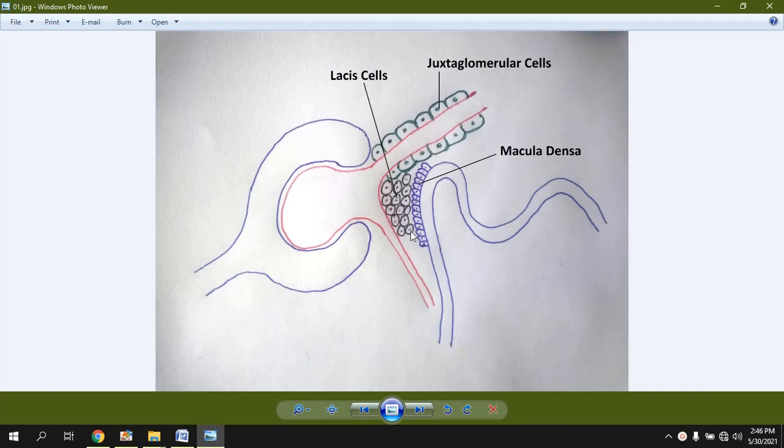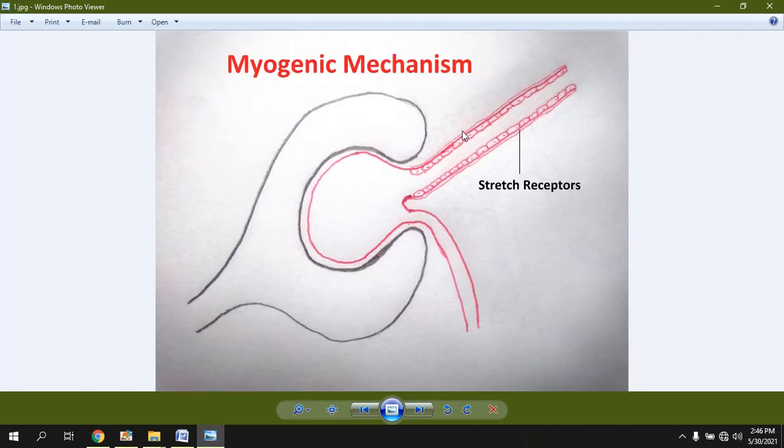I'm going to discuss the extramesangial cells, which are also called lacis cells, which are in contact with the macula densa. Similarly, the lacis cells are also in contact with the juxtaglomerular cells. Now coming towards the mechanisms.